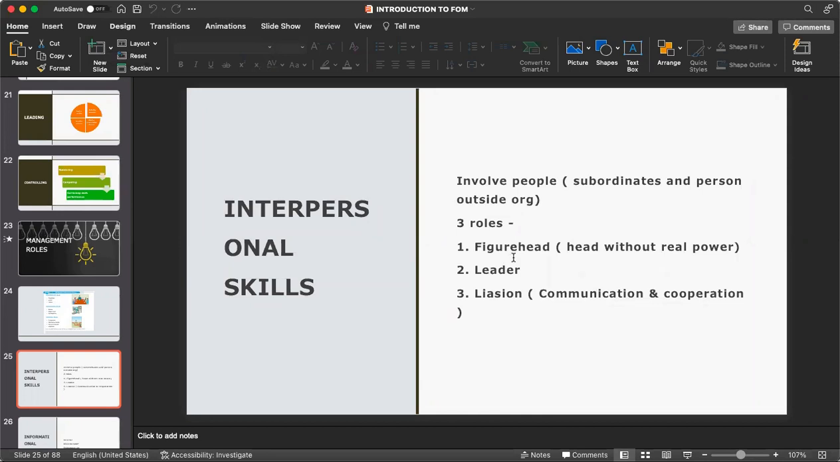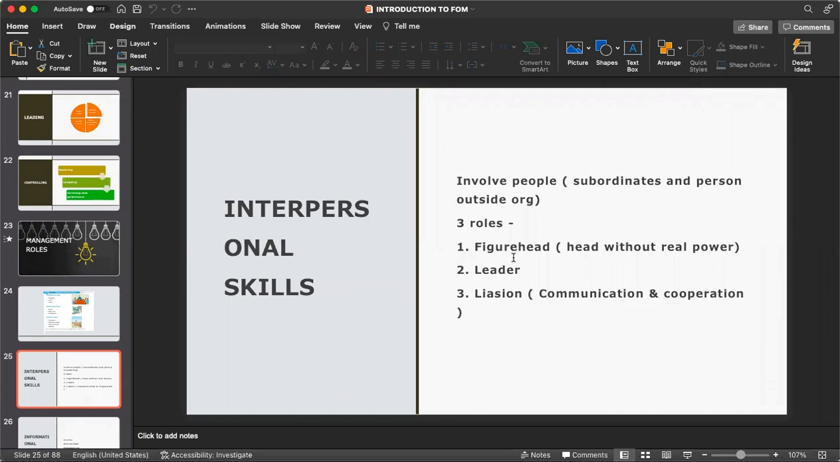Same in the organization as well. A person may be the CEO of the company, but does he have the power to take decisions? If so, he may be a leader in the company. But if not, he will be considered a figurehead.